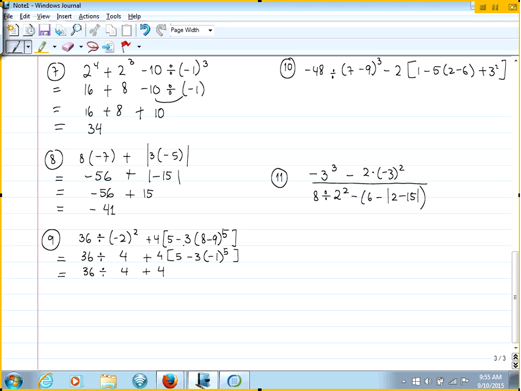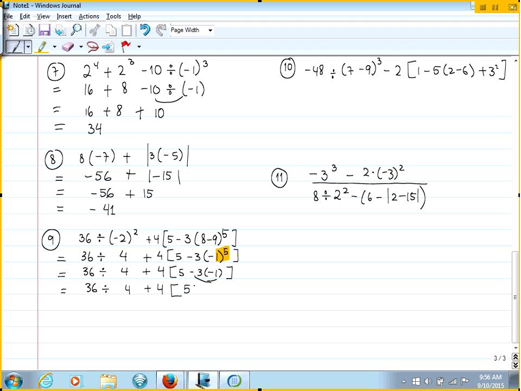Now, which one of your parentheses will you do first? Exponent. What is negative 1 to the 5th? Negative 1. Yes, so the exponent. So this one. Now, copy the other one. 36 divided by 4 plus 4. And then, what is this? What is 5 minus 3 times negative 1? So which one do we do first? The multiplication?